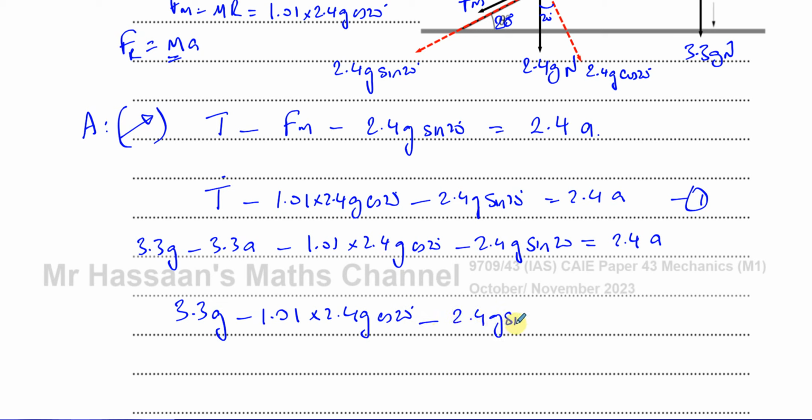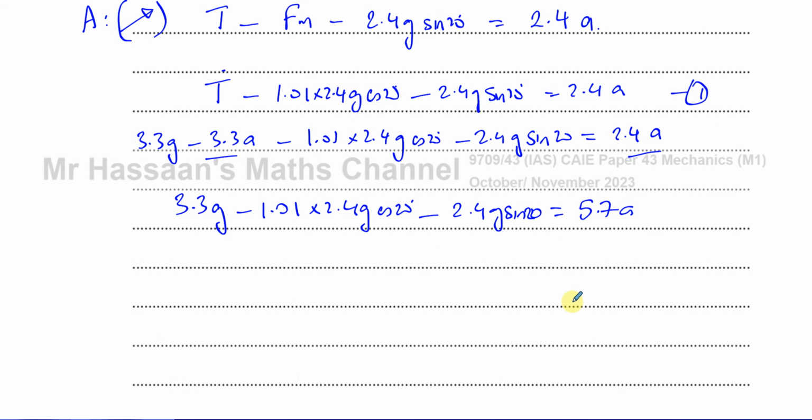5.7a. I've added this to both sides. Now I can just find out what this is and just divide by 5.7. All of these I know the values of, so hopefully that will give us our correct answer. So A is going to be equal to, let's see what we get.